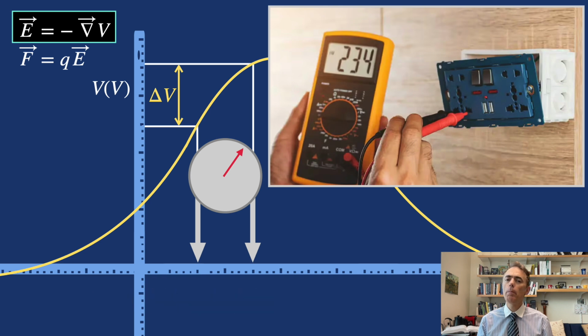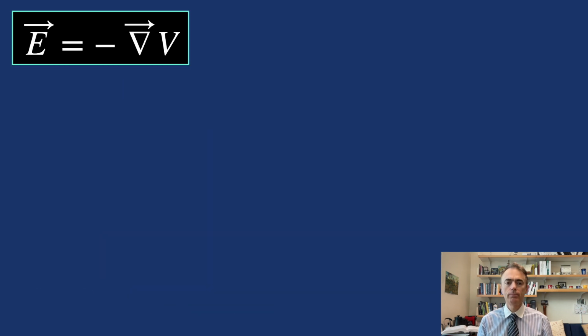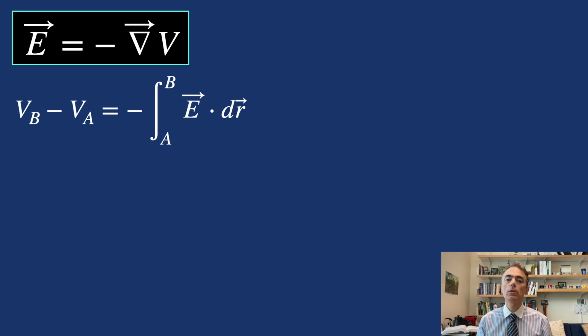Now, let's go back to this equation. The electric field is the negative gradient of the potential. If we go the other way around, we can write that the potential difference between points A and B is the negative integral of the electric field along the path that goes between A and B.